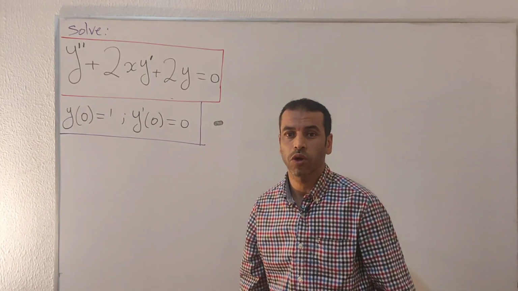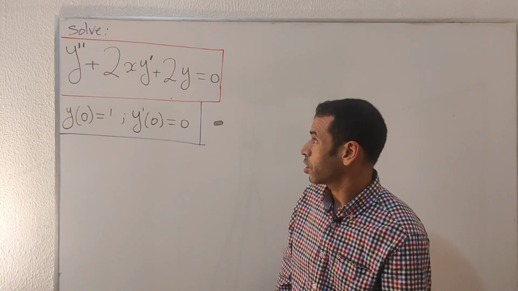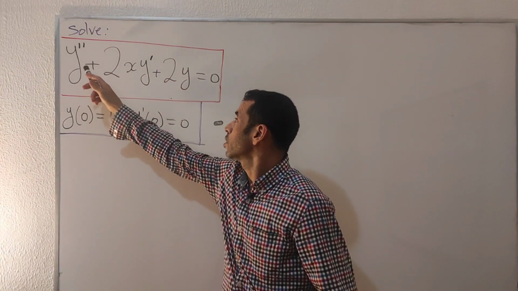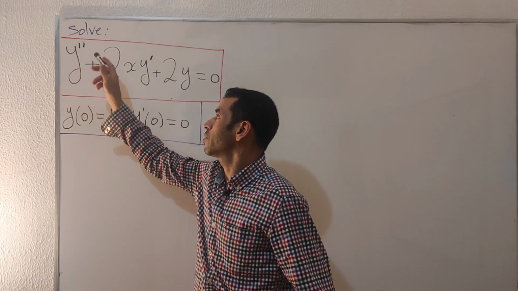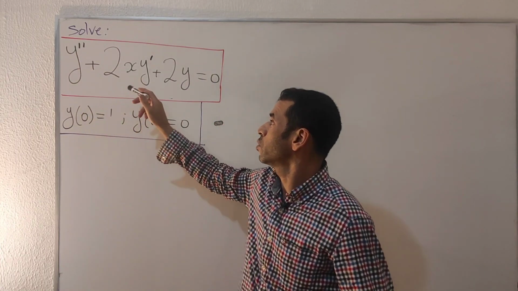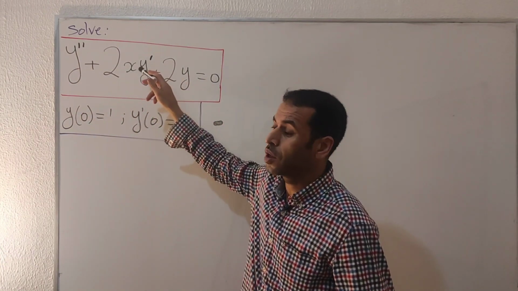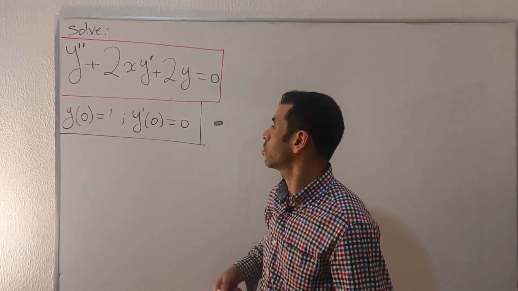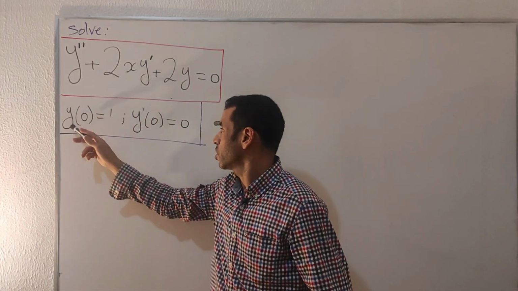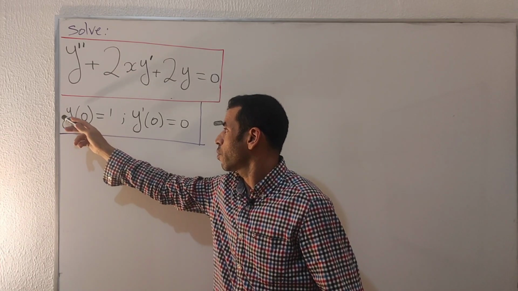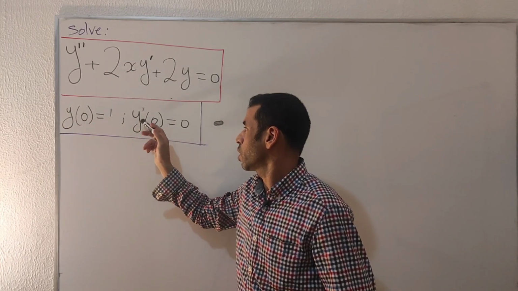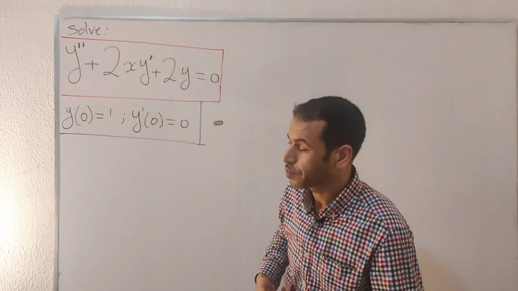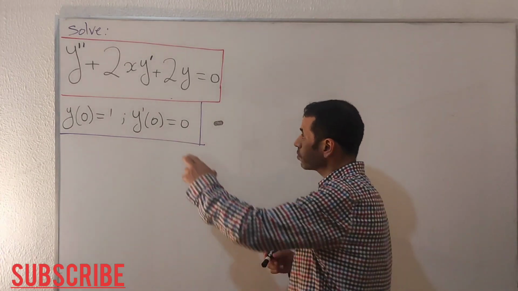In today's video, I would like to introduce a very nice problem regarding calculus 3. Here is the following differential equation. We have the second derivative of y plus 2x multiplied by the first derivative plus 2 multiplied by y equals 0, satisfying two conditions: y at 0 equals 1 and y prime at the point 0 equals 0. Okay, now let's jump into the solution.